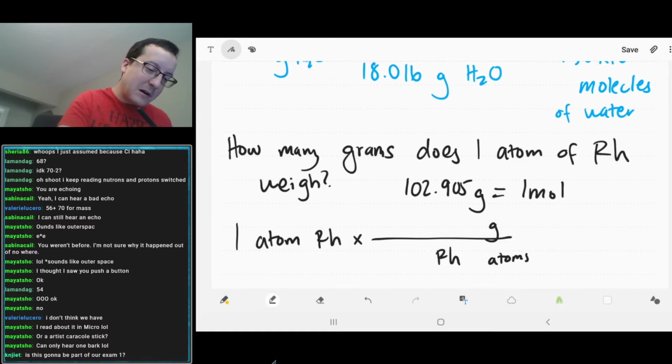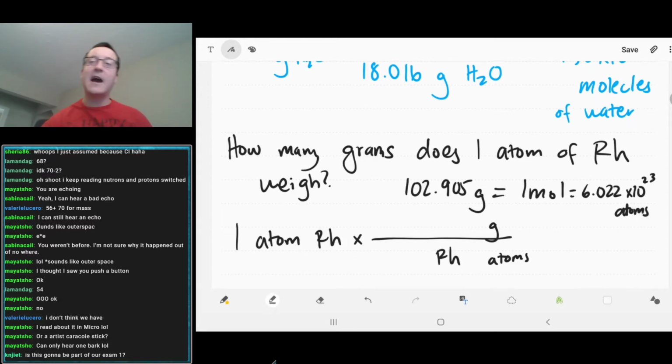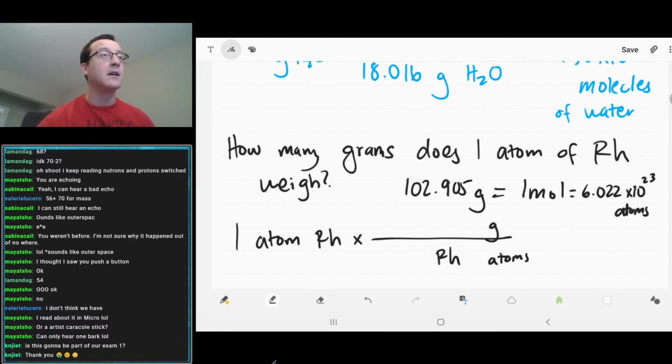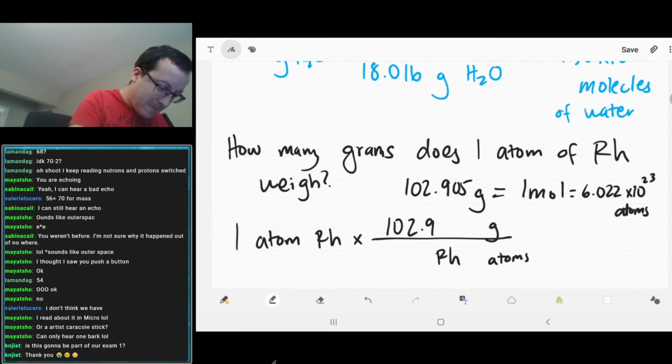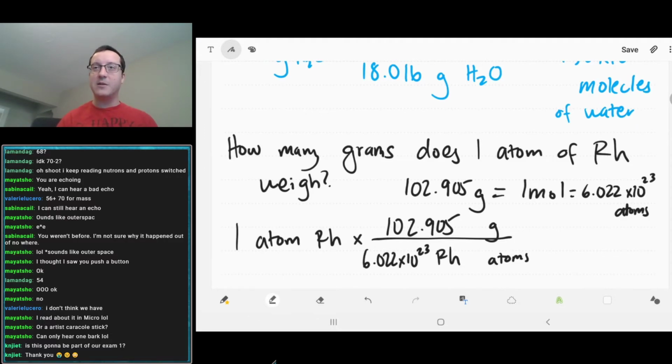What we need to remember is that 1 mole of anything, whatever it is, atoms, molecules, pancakes, whatever, 1 mole of whatever, is 6.022 times 10 to the 23. So we can go ahead and plug in those numbers. So again, from the periodic table, I got that grams. That was the atomic mass of rhodium. And we're going to go ahead and put our Avogadro's number down there.